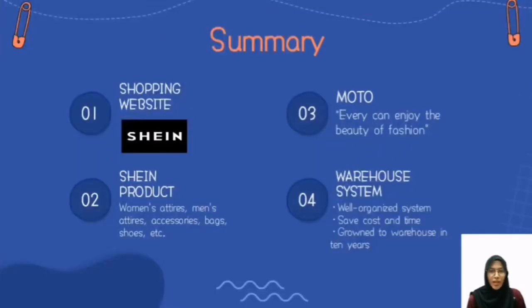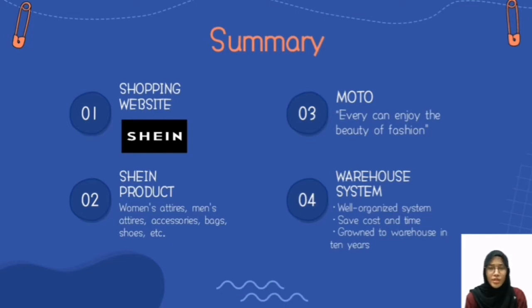SHEIN is a shopping website that mainly focuses on women's attire, but there are also other products such as accessories, shoes, bags, men's attire, and other fashion items. They started their operation in 2012 with the motto that everyone can enjoy the beauty of fashion. SHEIN covers almost 160 countries around the world.